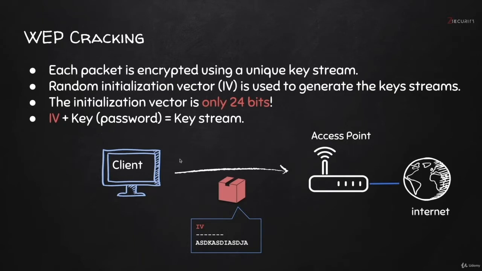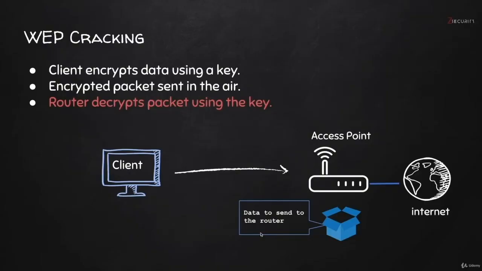And to decrypt it, it needs the key and the IV. But the router already has the key, so there is no need to send that. Therefore, we just need to send it the IV. So, when the router receives the packet, it has the IV, it has the password or the key, so it can generate a key stream and then use that key stream to transform this gibberish into its original form and read the packet.